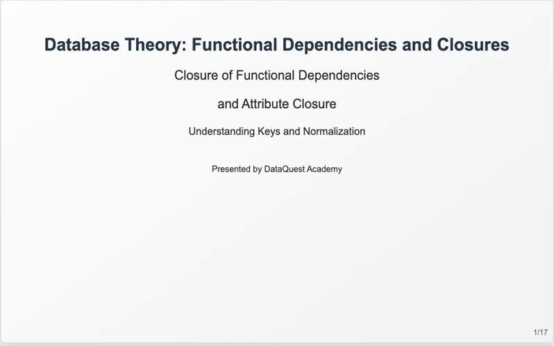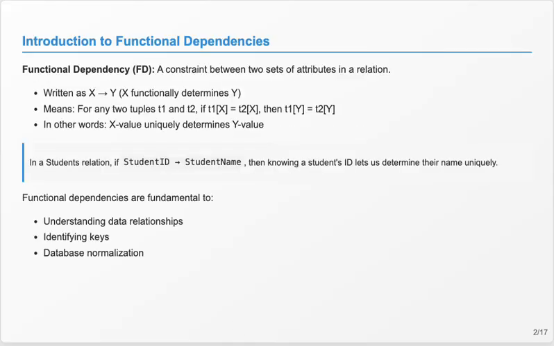Hi everyone, welcome to today's lecture on functional dependencies and closures in database theory. So last time we talked about how functional dependencies can be used to identify redundancy in the schema design. In this lecture, we'll focus on computing the closure of the set of functional dependencies, as well as computing the closure of some specific attributes. So first, let's have a recap of the definition.